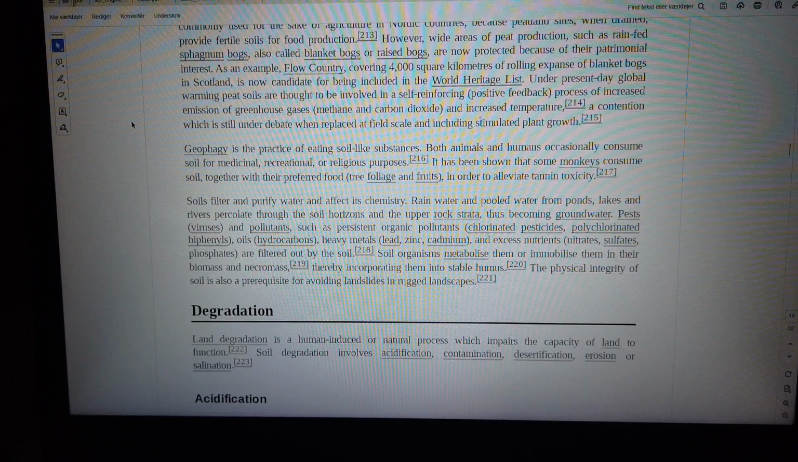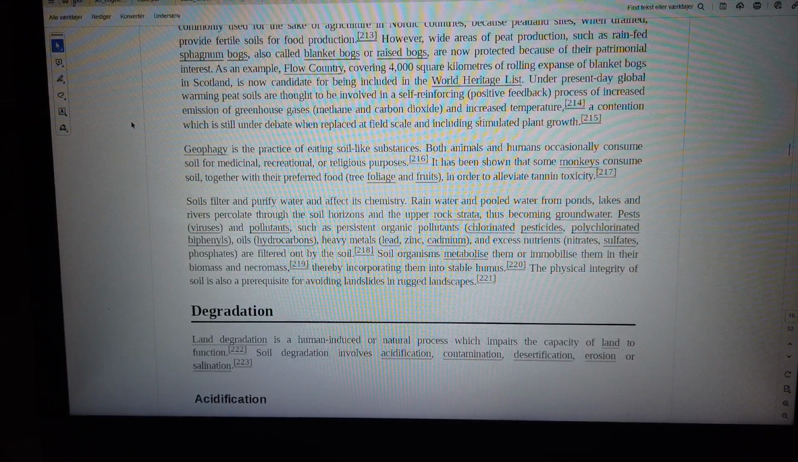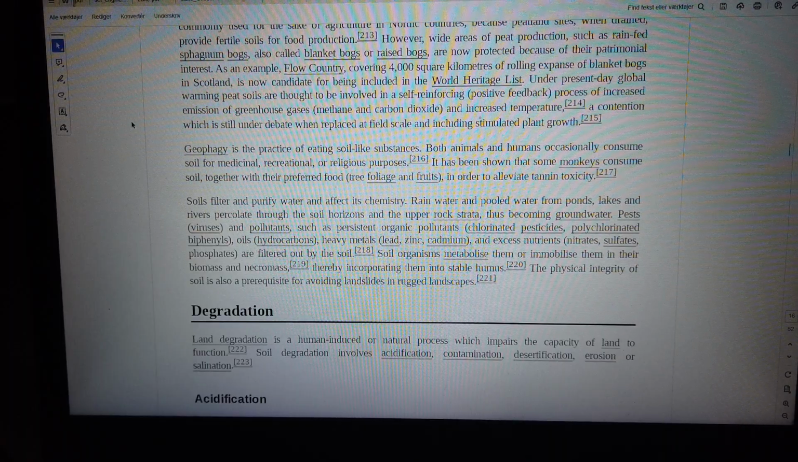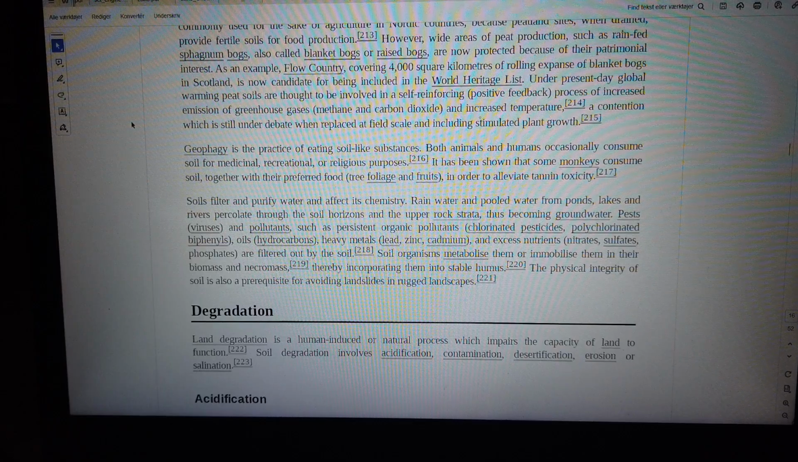Degradation. Land degradation is a human-induced or natural process which impairs the capacity of land to function. Soil degradation involves acidification, contamination, desertification, erosion or salination.